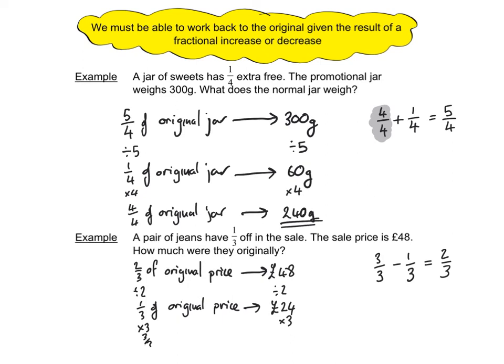So 3/3 of original price comes to 24 times 3, which is going to be £72. And that's it.